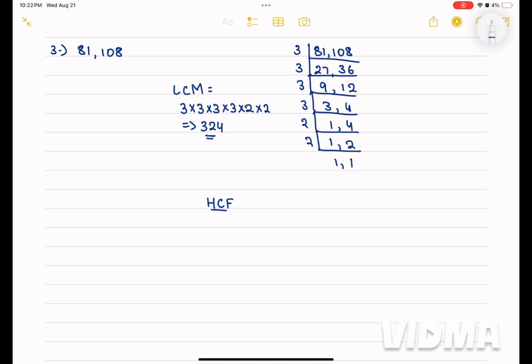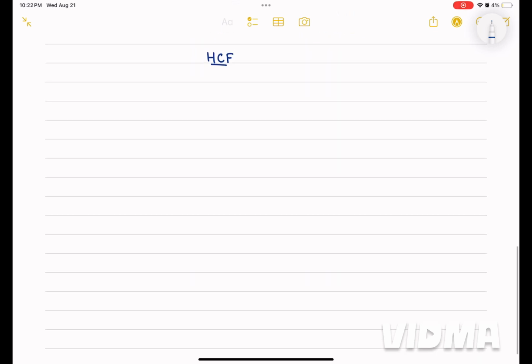Now we have HCF, which is the highest common factor. LCM multiple, HCF factor. Now considering the HCF factors to find the HCF, the method is going to be slightly different, but the base is going to be prime factorization, the ladder method once again. So first let's write down 56 and 28. That's our first number.